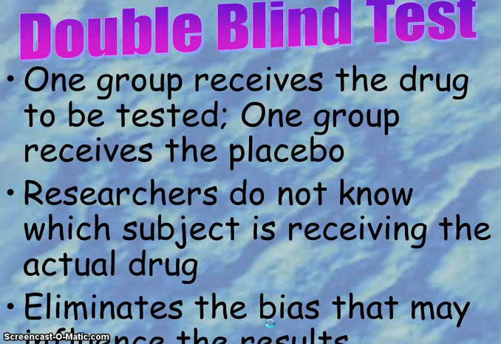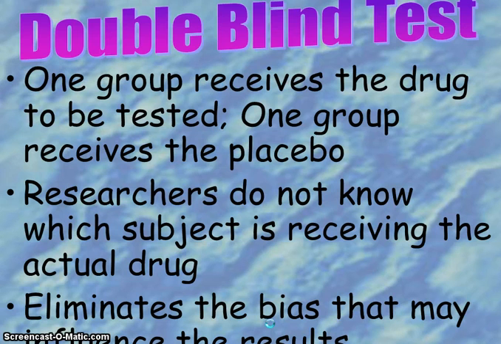A placebo, just before we get started, is like a sugar pill. It's a pill that has no effect. So in a double-blind test, scientists want to figure out the effectiveness of the different drugs. So for the double-blind test, one group is going to receive the drug to be tested, and the other group is going to receive the placebo.